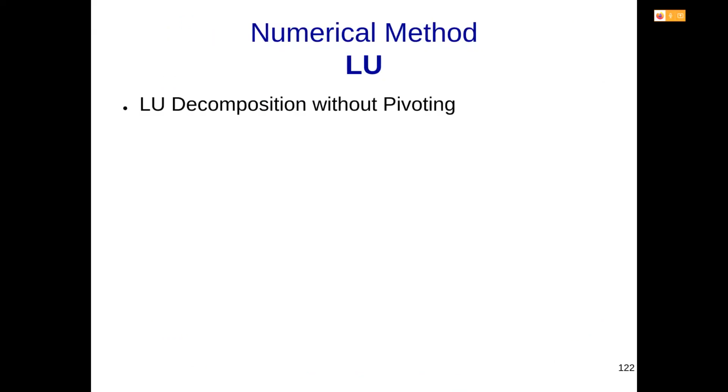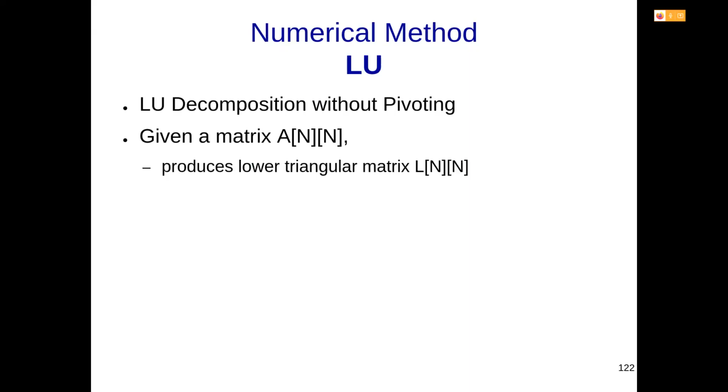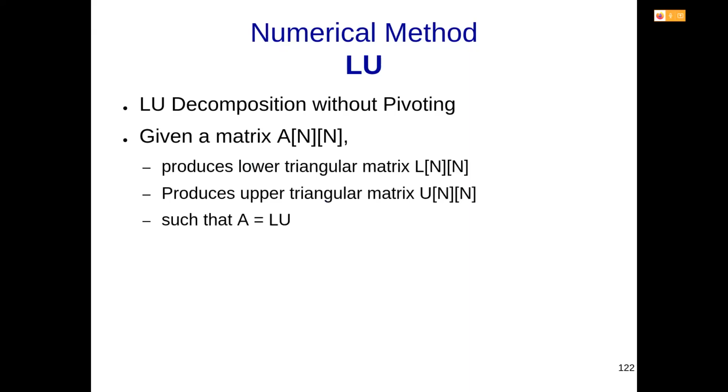So LU is a method where you might be able to convert a given matrix A, let's say a square matrix, into two matrices. One is the lower triangular matrix, another is the upper triangular matrix. That is why this method is named L followed by U, lower triangular and upper triangular, such that A equals L dot U, such that the original matrix A can be obtained by a multiplication of L followed by U. This is useful in multiple applications, including solving systems of linear equations and so on.